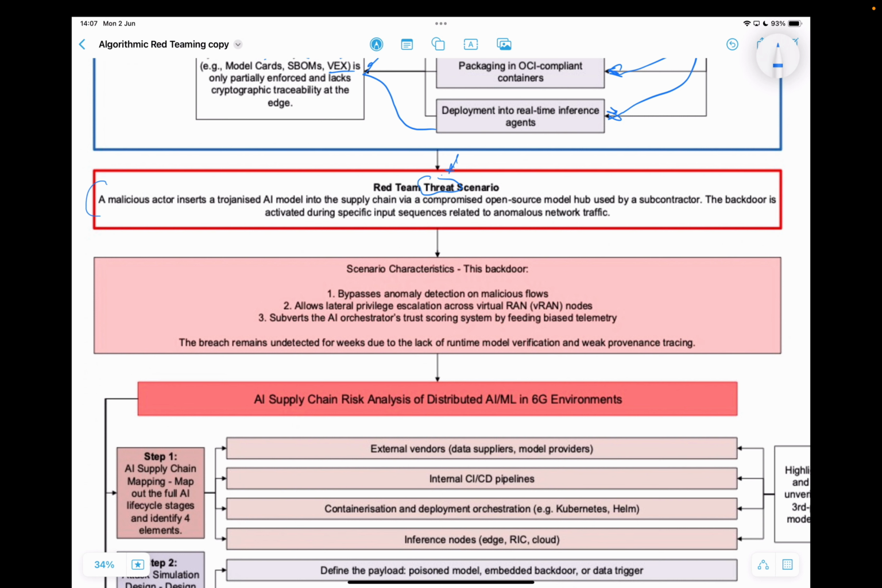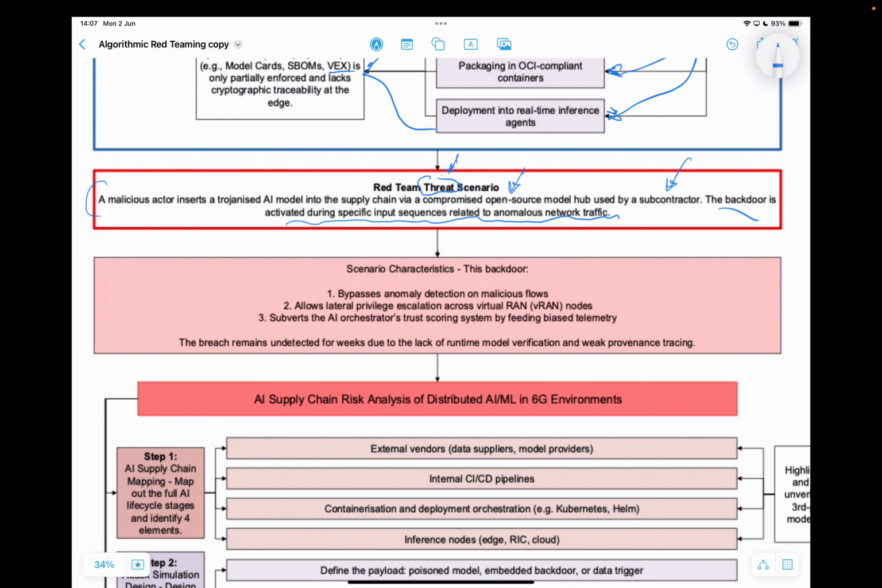And in this scenario, we have a malicious actor that inserts, for example, a Trojanized AI model into the supply chain through a compromised open source model hub used by, let's say, a subcontractor. And the backdoor is activated during a specific input sequence that is related to anomalous network traffic.